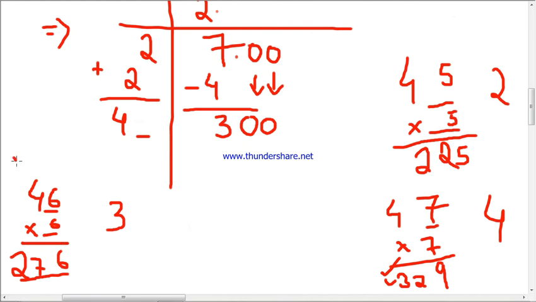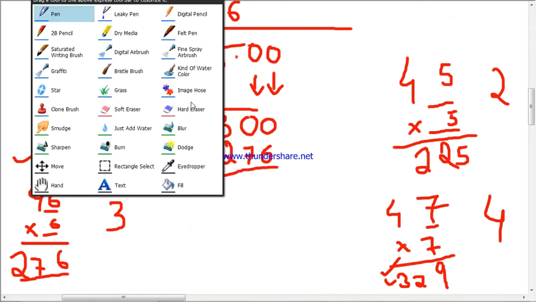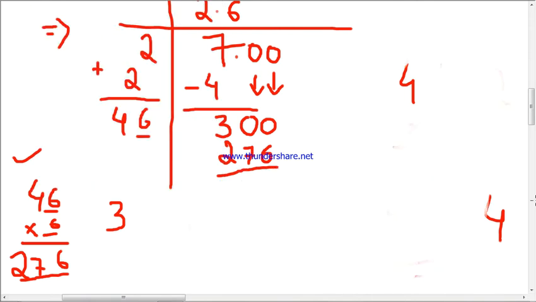So I think this is the correct number. Let's write 46 into 6 will give us 276. Very close to this number. Okay, so other numbers I can just erase this. And then this 3 is also not required for now.